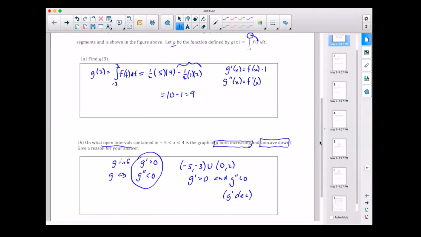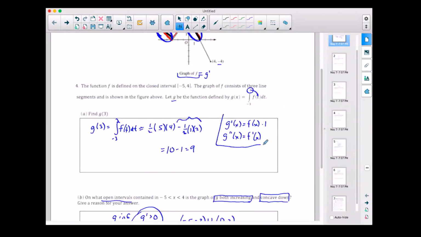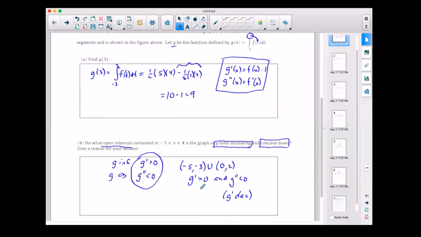And we're allowed to do this because in the very beginning, we made these connections. The first thing we did was we took the derivatives and we said G prime is F and G double prime is F prime. If we didn't make that connection right there, then we wouldn't have been allowed to use these explanations. And so it's really important that we have these proper explanations because of this connection right here.